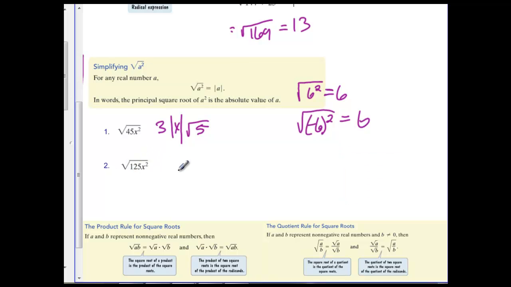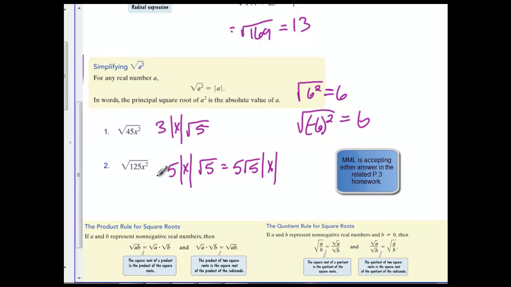125, x squared. 125 is the same as 25 times 5. So the 25 comes out as a 5. Leave the 5 under the radical. Exactly. Is that okay? And I'm not sure what order they want it in. I don't think they're going to want it that way. I'm pretty sure they're going to want it the first way, but it's all the same, right? You're just multiplying 3 things together.